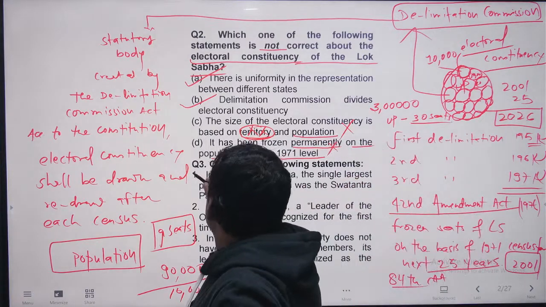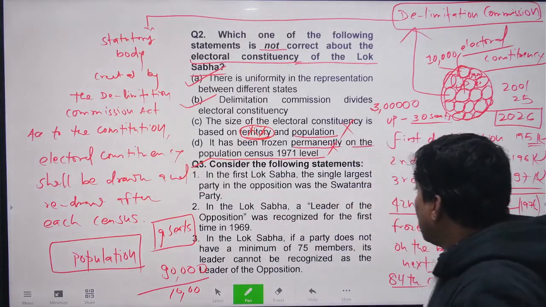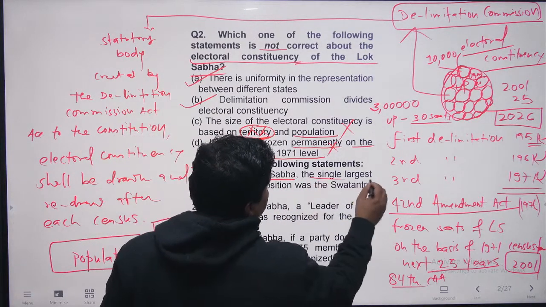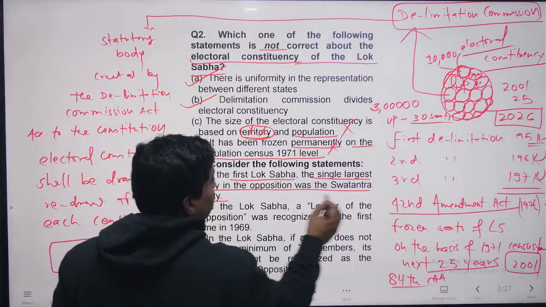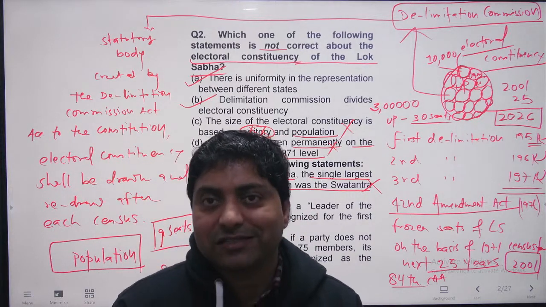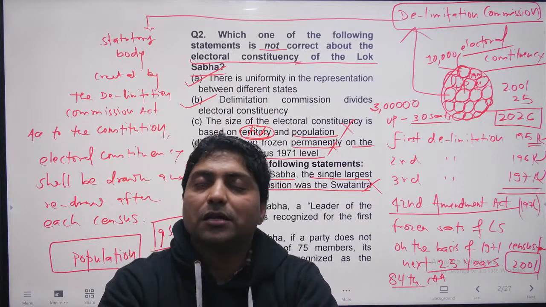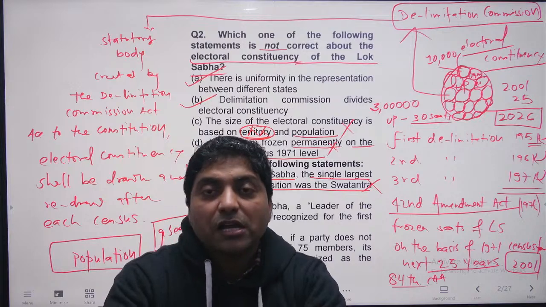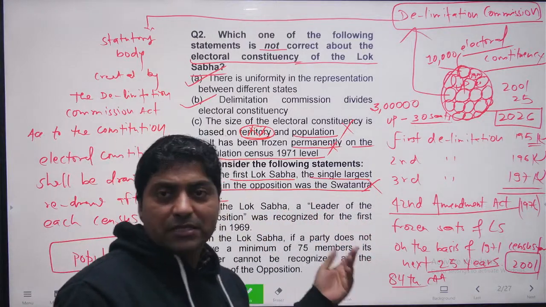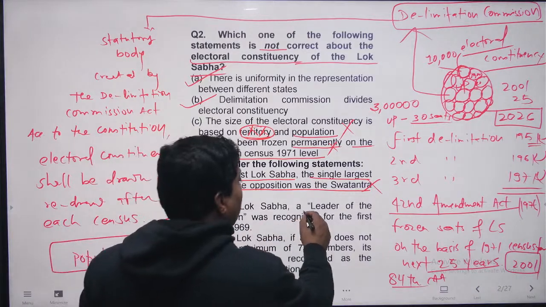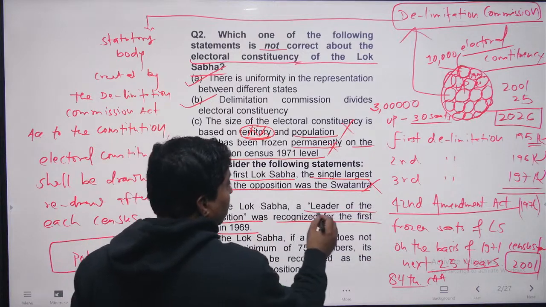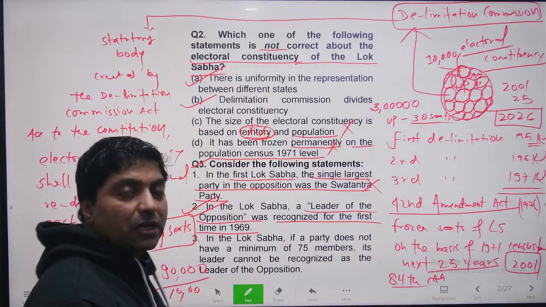Now consider the following statements. Question number 3. In the first Lok Sabha, the single largest party in the opposition was the Swatantra Party. No. When the first Lok Sabha election was conducted in November 1951 and February 1952, the largest party was the Left Party, not the Swatantra Party. The Swatantra Party was formed later by C. Rajagopalachari. In the Lok Sabha, the leader of opposition was recognized for the first time in 1969. That is correct.